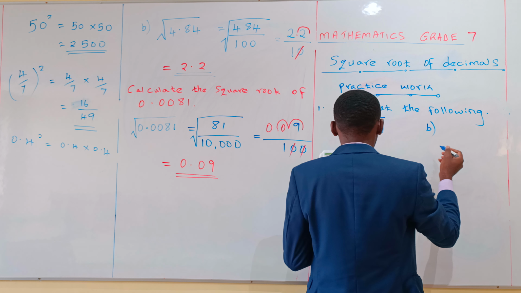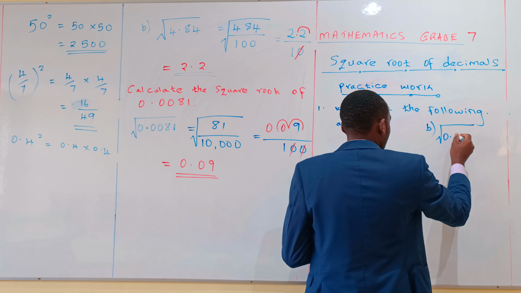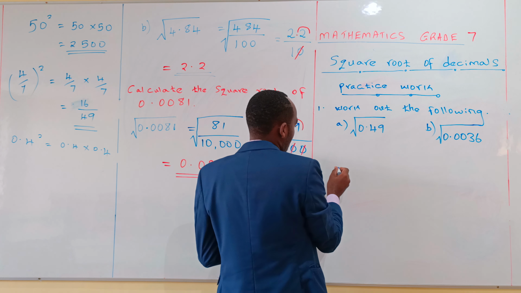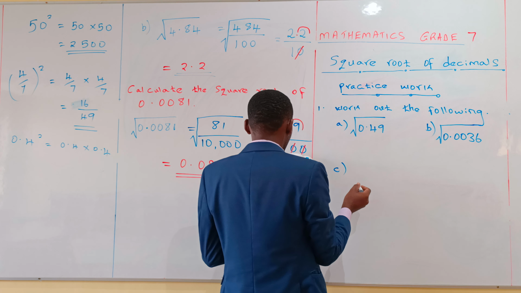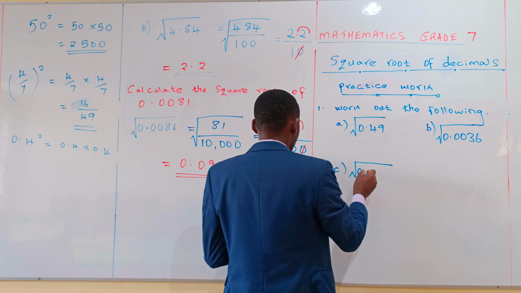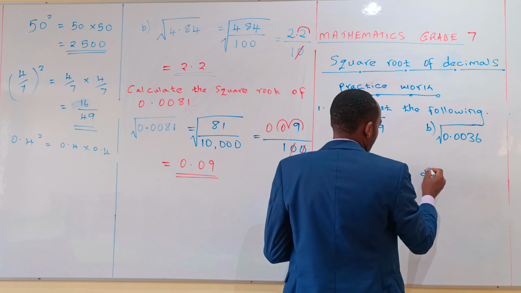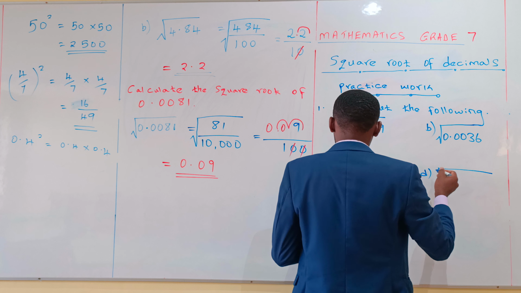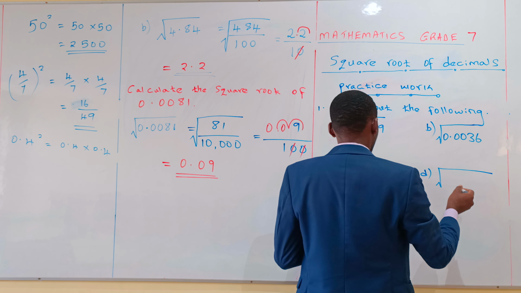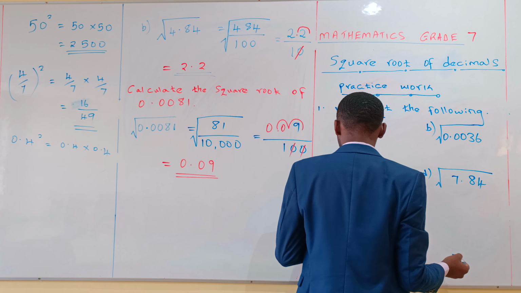The second one, we have the square root of 0.0036. The third one, we have the square root of 0.0001. Then number D, we have the square root of 7.84.